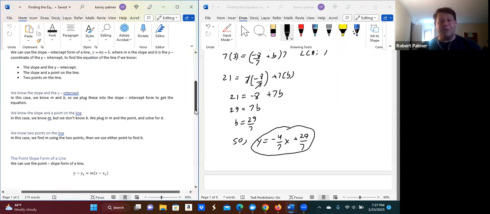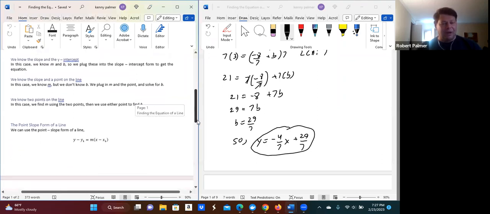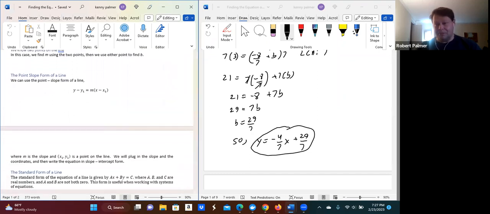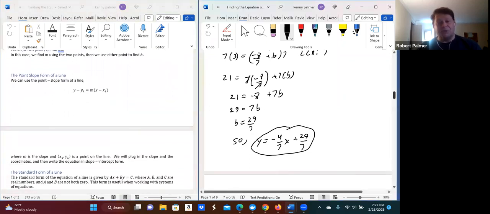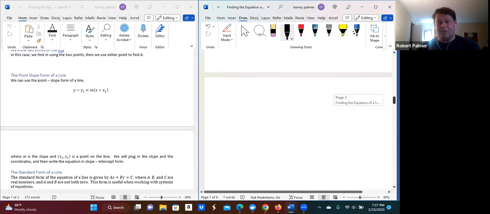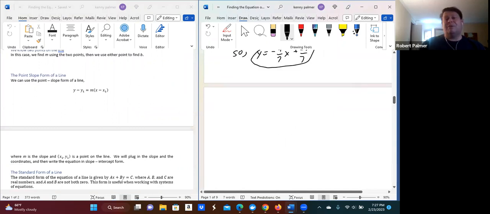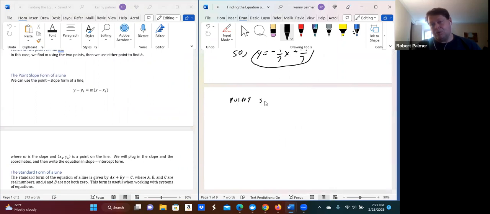Okay, now let's talk about the next idea, something called the point slope form of a line. Now, this one is not as useful generally as the slope intercept form, but it can be helpful in some cases. So the point slope form of a line.